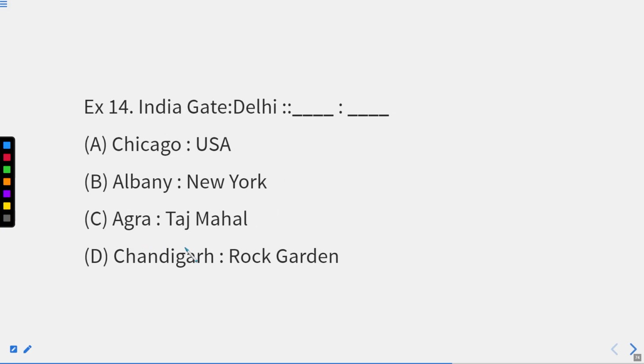Now what we understand from the question first, I'll be explaining these things. We know that India Gate is a monument. Which is present where? In Delhi. India Gate is present in Delhi. It means the second place is a location, while this is a monument. This is what we are looking for. So first we need to look.